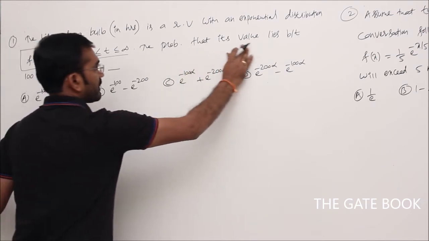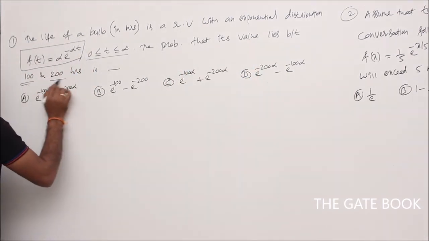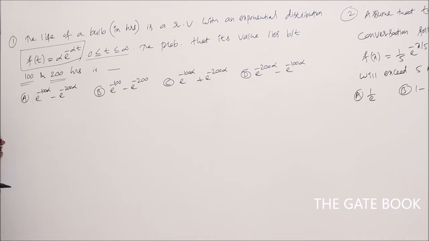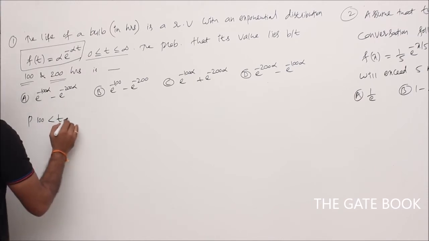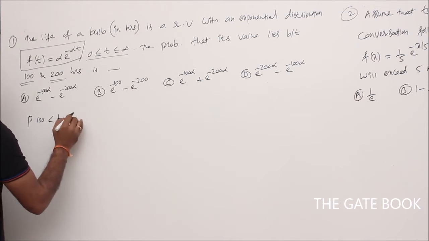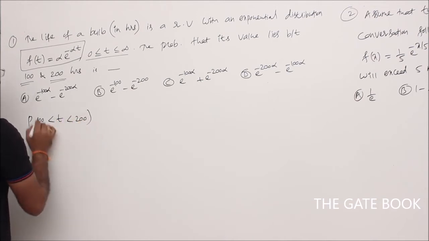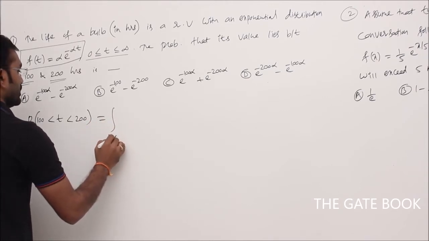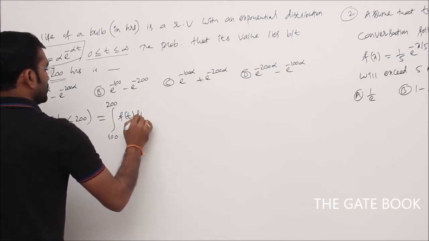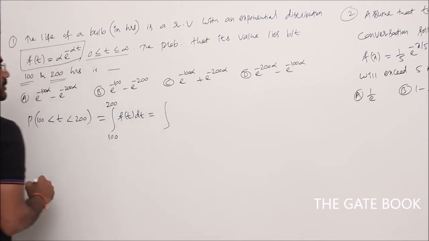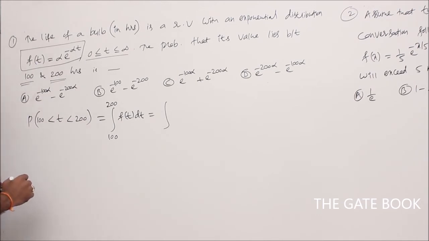The probability that its value lies between 100 and 200 hours is here the required probability: P(100 < t < 200) is equal to the integral from 100 to 200 of f(t) dt. So that will give the probability that its value lies between 100 and 200 hours.